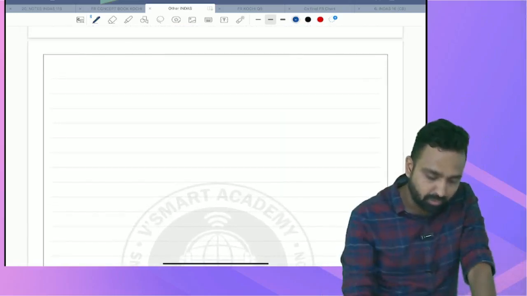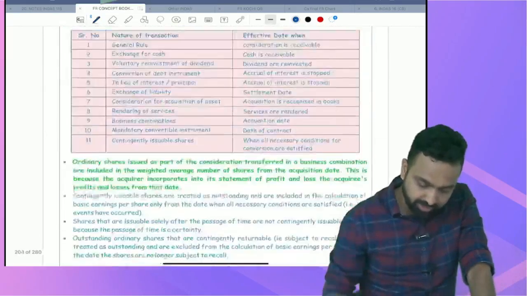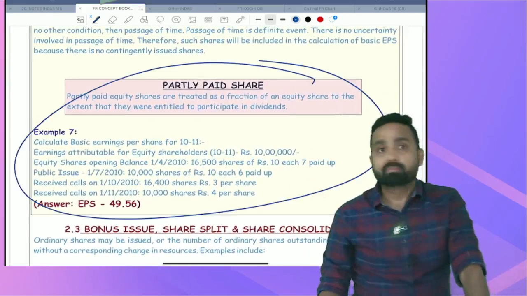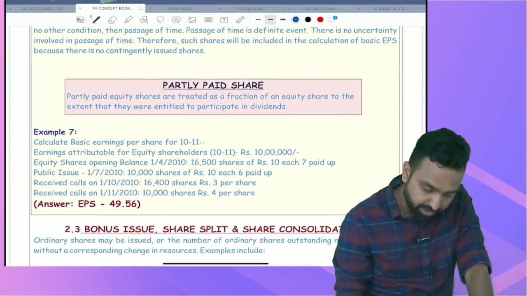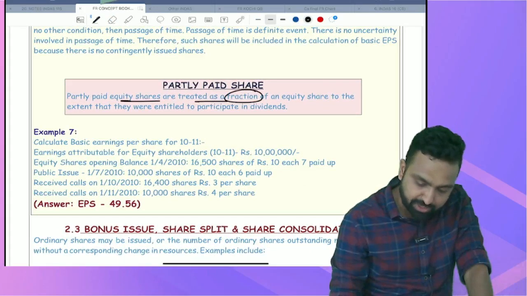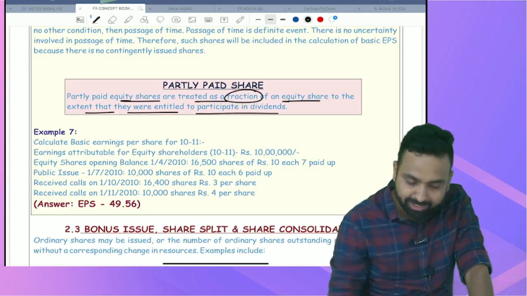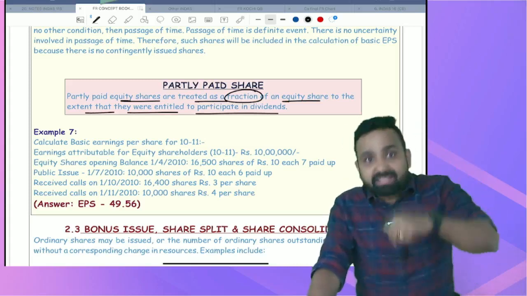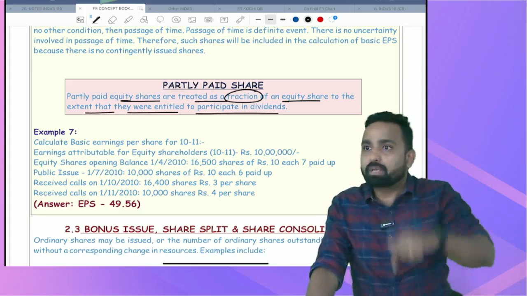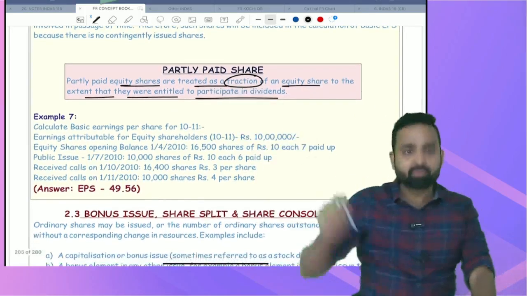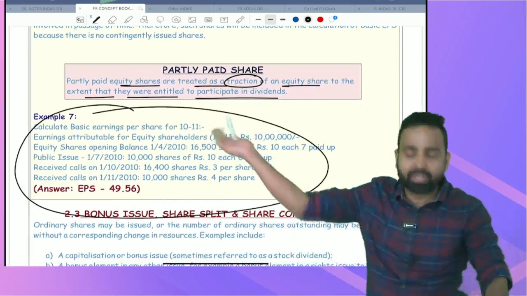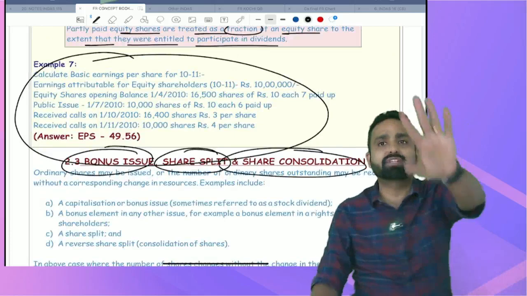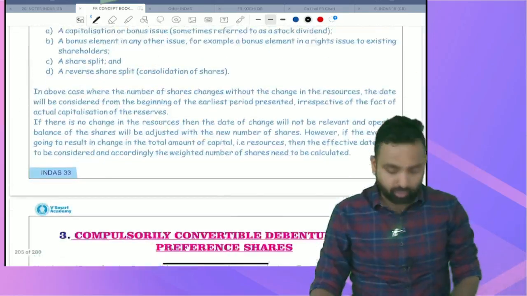Okay, now there are some important things I want to discuss. Partly paid shares I discussed with you. See what is written: partly paid shares are treated as a fraction of equity shares to the extent they are entitled to participate in dividend. So if they are participating in dividend, we will take them in the basic EPS working. I discussed one question. This is another example you can do at home. Bonus issue, split, share consolidation: we always take 12 by 12.